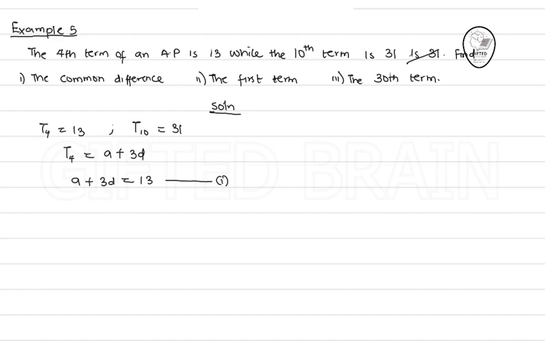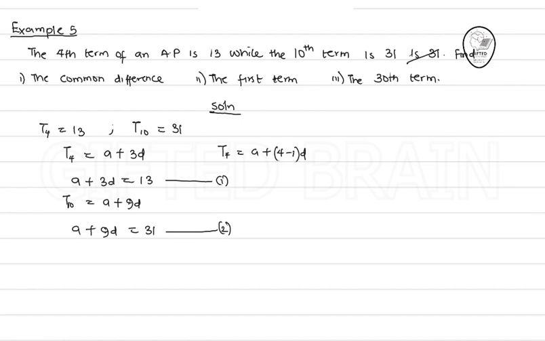Again, take note, how do I know it's A plus 3D? Remember that T4 will mean A plus (4 minus 1) into brackets, then multiplied by D. Recall again that T10 likewise will give us A plus 9D. That is our T10. And they say T10 is 31, so it means that A plus 9D is equal to 31. And that gives us our equation 2.